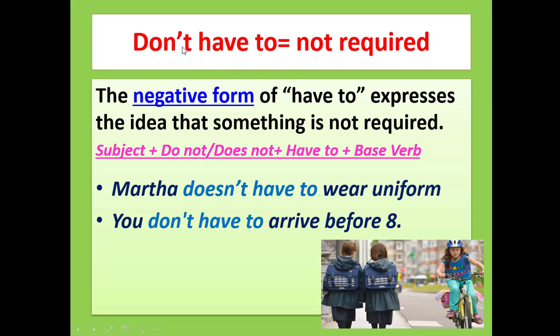What about the negative? Don't have to. It's not required. It's not important or not necessary. The negative form of have to expresses the idea that something is not required. It's not important or not essential. The form: subject plus don't or doesn't, have to plus infinitive or base verb.